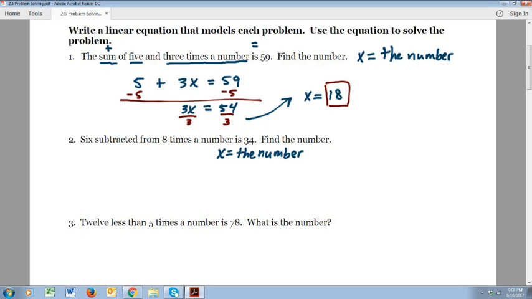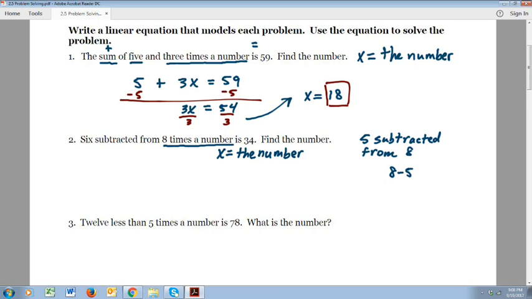Alright, so on number 2, we're trying to find a number. Notice it says 6 subtracted from 8 times a number is 34. Let's look at something a little more simple. What if we said 5 subtracted from 8? You have to be careful with how we use the word subtraction here. We're subtracting 5 from 8, so we actually start with the 8 and subtract off 5. The order here is kind of backwards, and it's important when dealing with subtraction that your order is correct.